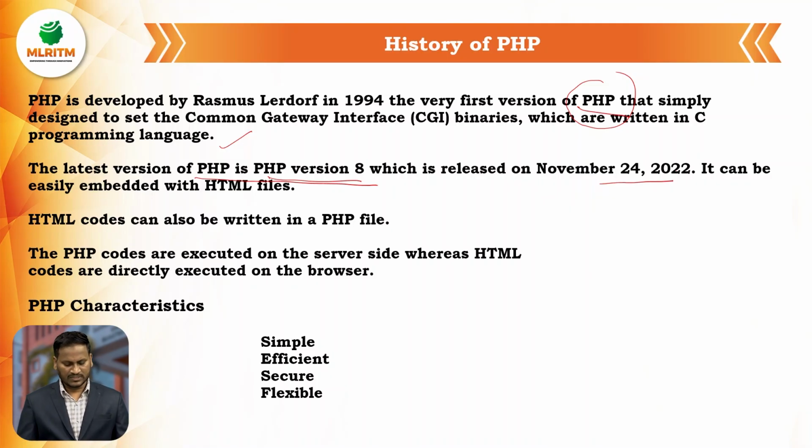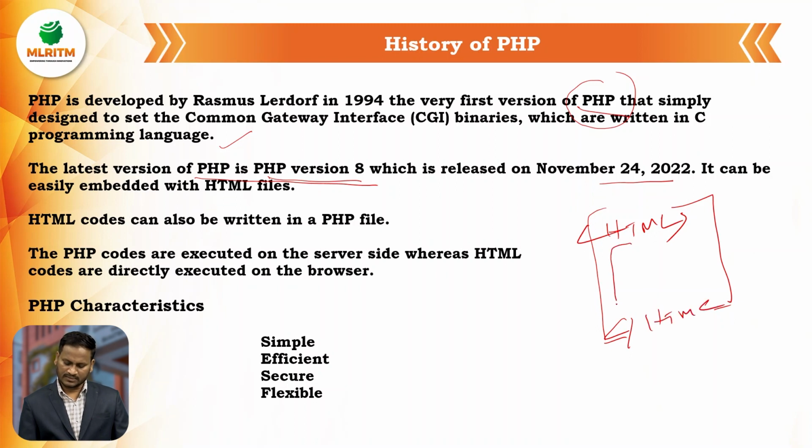HTML code can also be written in PHP. Usually what we do is embed the PHP code in HTML format. First we write HTML, then we close the tag, we close HTML. So inside the body we embed PHP code. Like that we use HTML with PHP. PHP code is executed on the server side, whereas HTML code is directly executed on the browser.